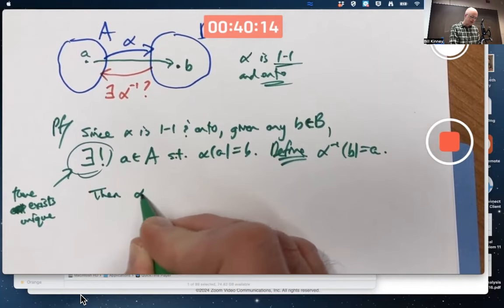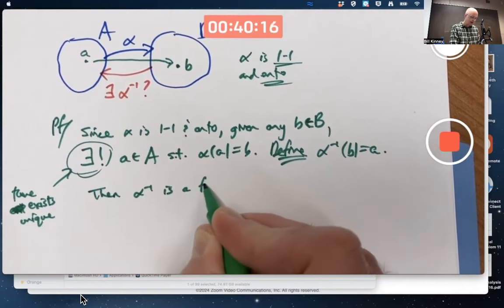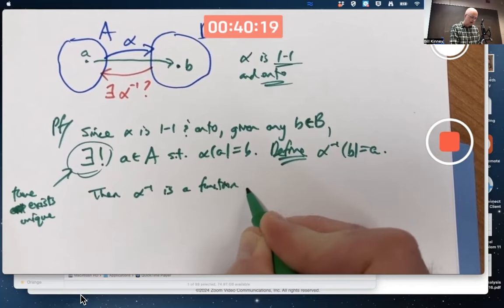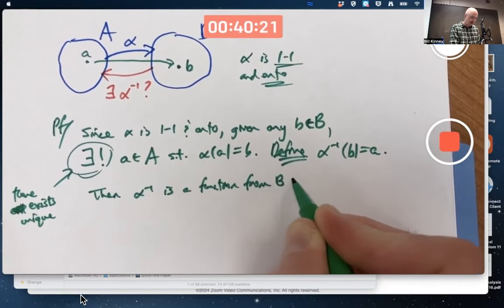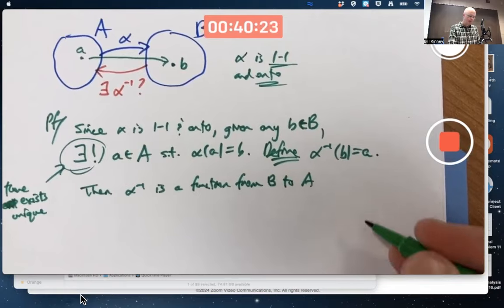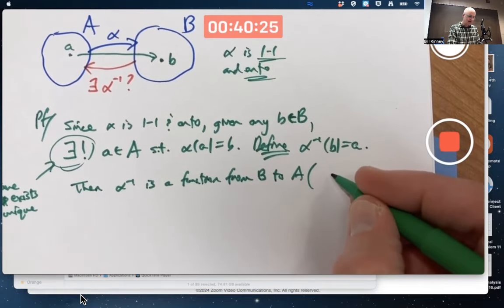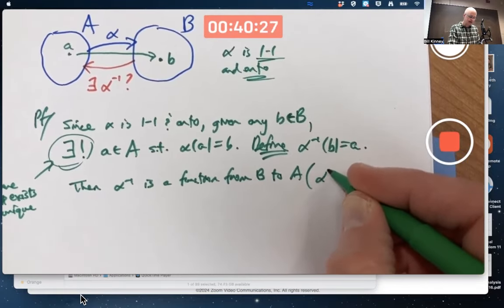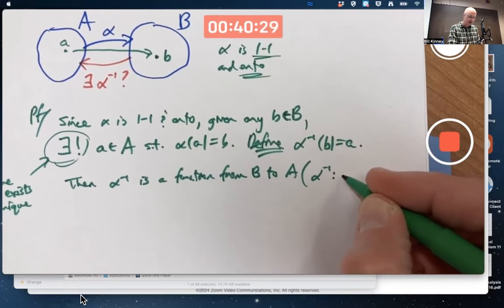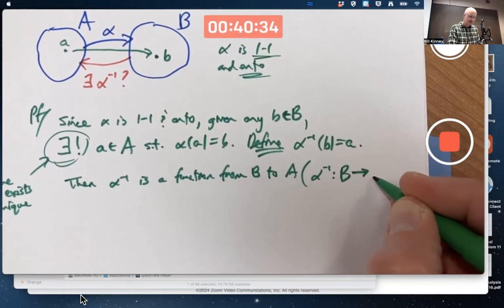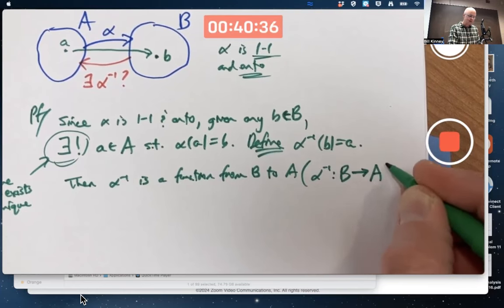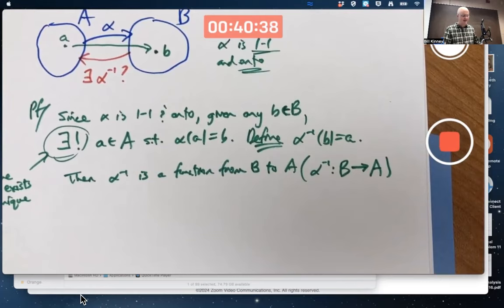Then certainly alpha inverse is a function from B to A. A notation that's often used in that kind of context is this. Write the function name and put a colon and put its domain, in this case B, and its codomain A.